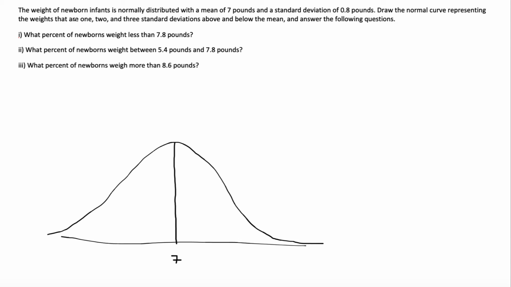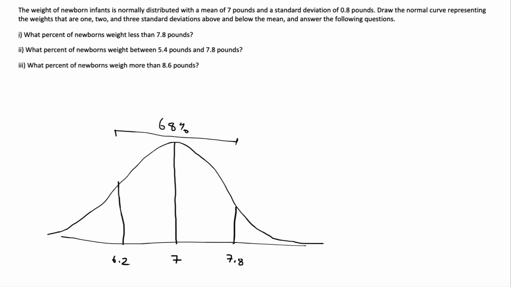So what does that mean? Okay, well, if we go up 0.8 units, or in this case 0.8 pounds, we're obviously going to be at 7.8. And if you subtract 0.8 when we go below, we're going to be at 6.2. But what this means is that if we are one standard deviation away from the mean, this represents 68% of all data values. So in this example, 68% of all newborns are between 6.2 and 7.8 pounds. Okay, so that's one application that we can use from the standard deviation.